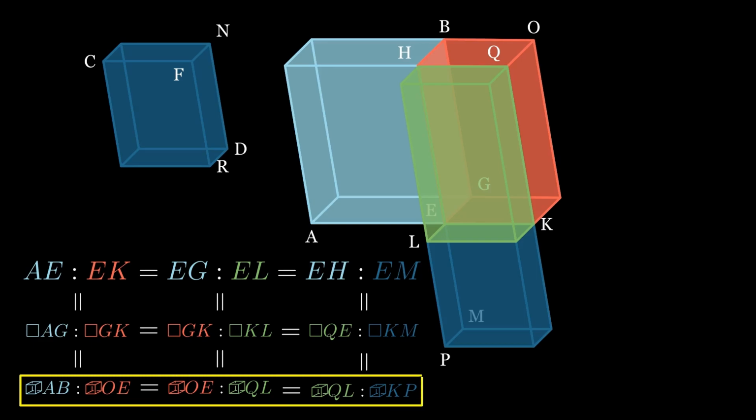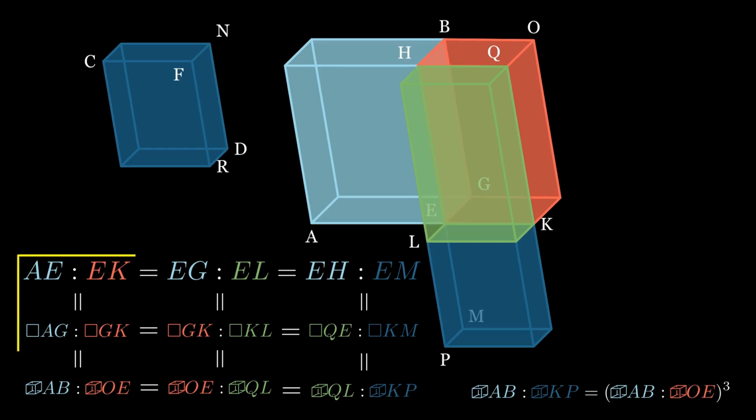Thus, we have four solids in continued proportion, so the fourth to the first, parallelepiped AB to parallelepiped KP, is the triplicate ratio of the second to the first, parallelepiped AB to parallelepiped OE. But parallelepiped AB to parallelepiped OE is proportional to parallelogram AG to parallelogram GK, which is proportional to AE to EK, so parallelepiped AB to parallelepiped KP is proportional to the triplicate ratio of AE to EK.